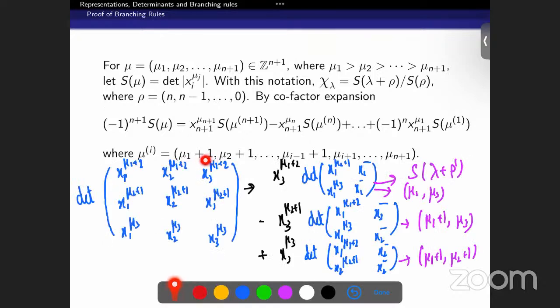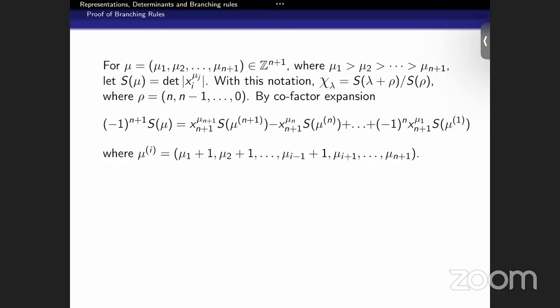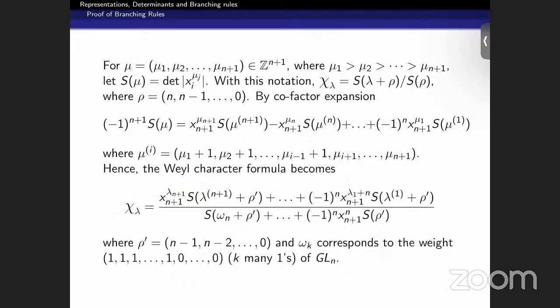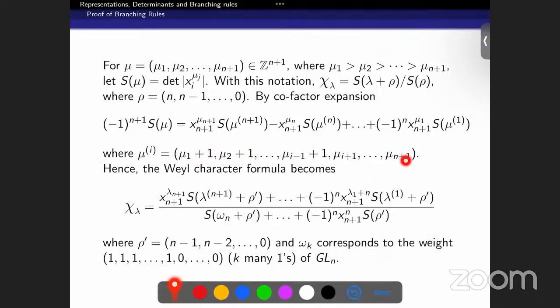If you look at this formula over here, this mu1 plus 1, mu2 plus 1 till mu i minus 1 plus 1, and the mu i term is omitted. And then mu i plus 1 and everything remain just like that. So what we can do is this cofactor expansion on both the numerator and the denominator in this Weyl character formula. And we'll be getting something like this.